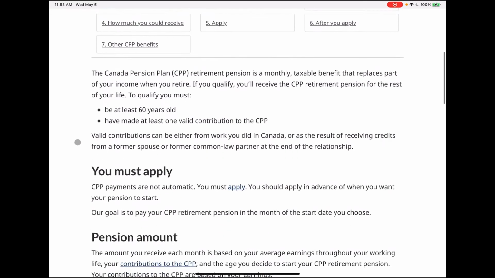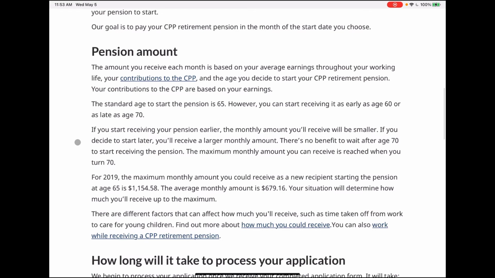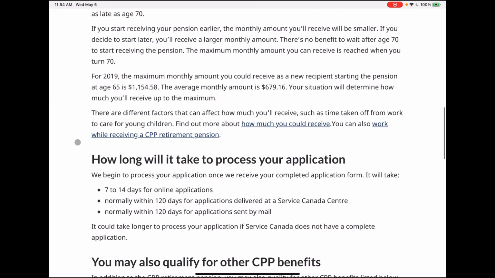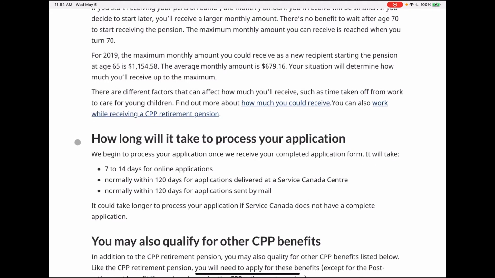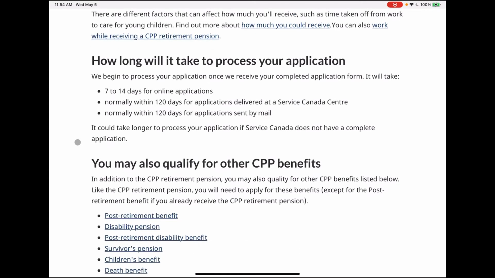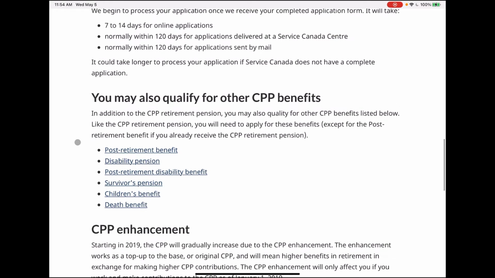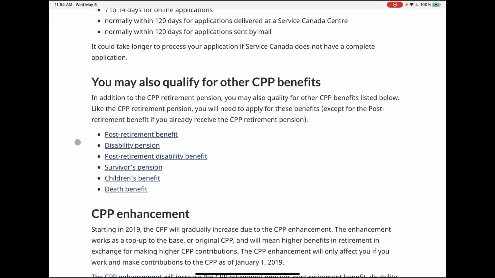We'll give you a wealth of information here, and you can also go to your Service Canada account to get an estimate of what you would receive each month. Now that all depends on a lot of factors. How much you paid in, when you start collecting your CPP. There's other types of CPP, as you can see here.